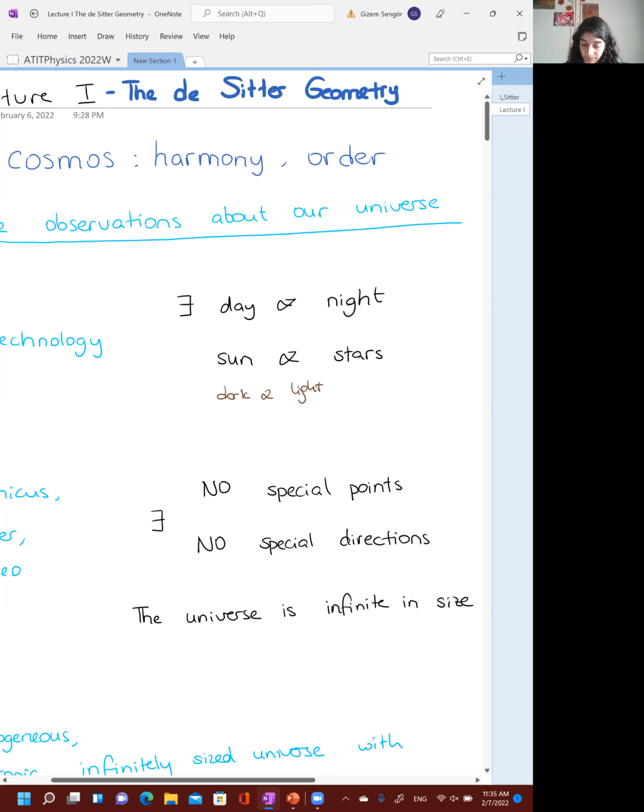This existence of no special points is called homogeneity. And all directions being treated equally is called isotropy. And we understand our universe to have an infinite size.